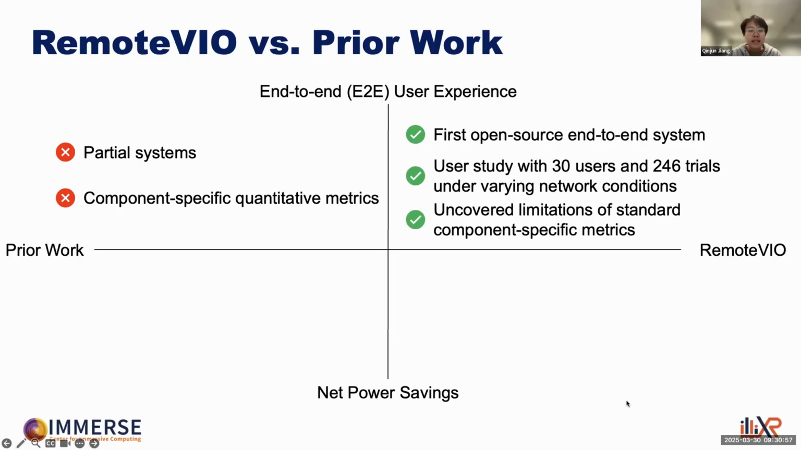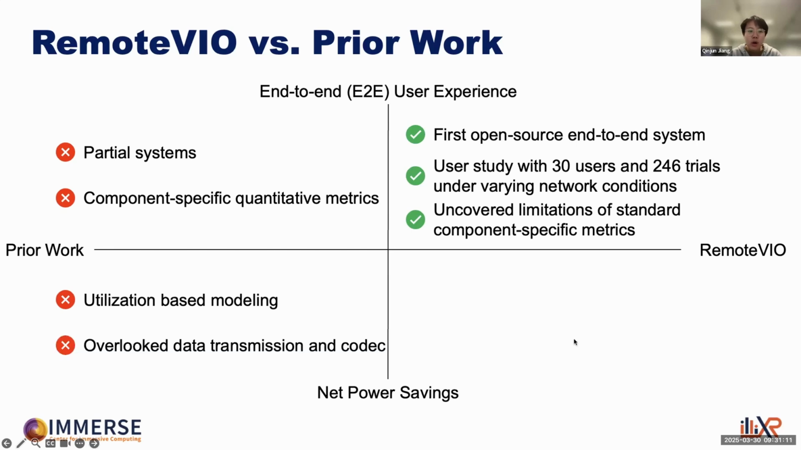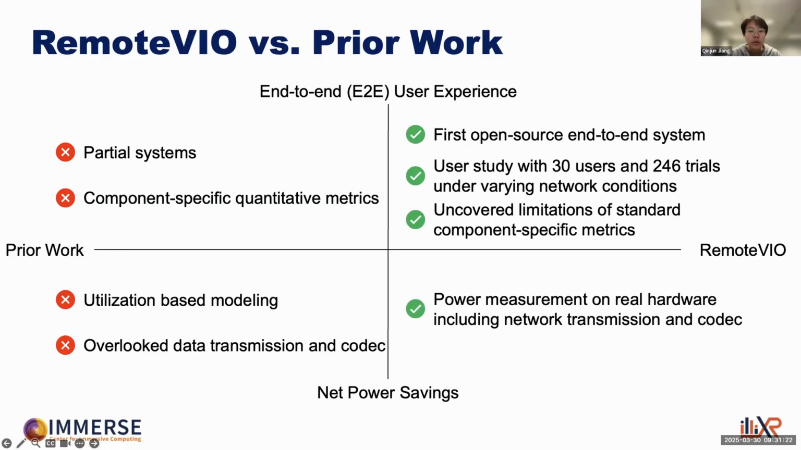Another aspect is to ensure that offloading brings net power savings by accounting for not only the remote compute, but also the overhead introduced by network transmission and payload compression or decompression. Existing works usually infer power usage from observed CPU and GPU utilization without directly measuring it on real hardware. They also tend to overlook the overhead of data transmission and codecs. In contrast, we measured the power consumption of Remote VIO on real hardware with a similar power envelope as mobile devices. Our results showed that Remote VIO saves on average 13% power consumption for the entire system and on average 30% for just the CPU plus the network.